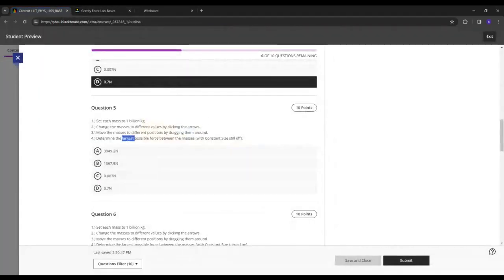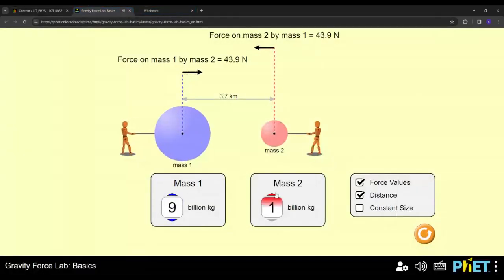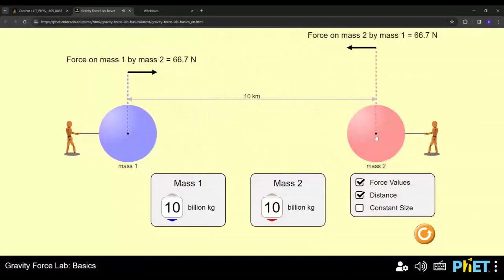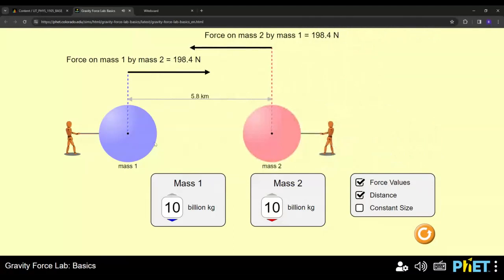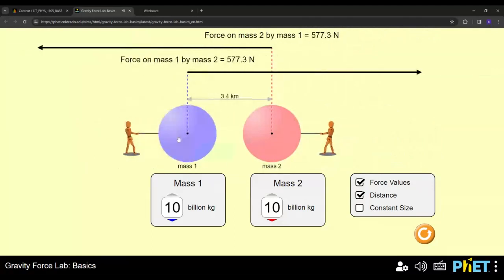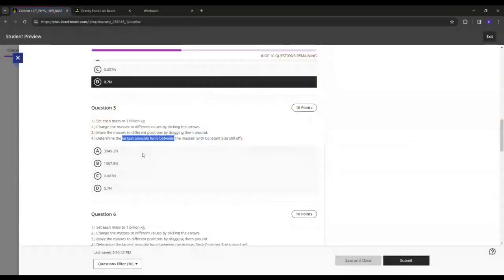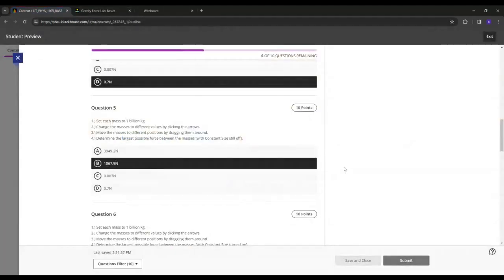So we want to try to get the largest possible force. Well, obviously, bigger masses. Notice that's going higher and higher. If I move these further apart, that's giving the opposite effect on that part. So notice that there's the closest approach distance we can get. In this case, it is 2.5 kilometers. That's going to give us a force of a little over 1,000. So if we go double check, looks like this one.